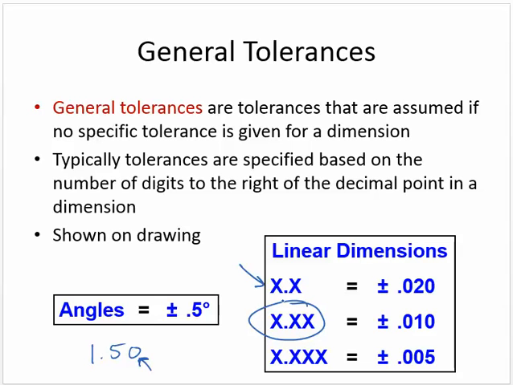As a matter of fact, what they're telling you by adding this zero is that this is the tolerance that they want you to use, not that one. So the zero does count when we're talking about the number of decimal places.